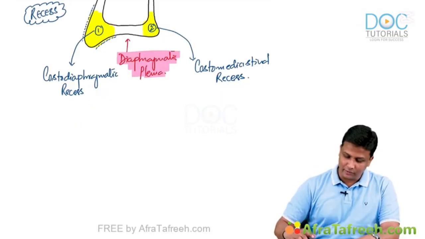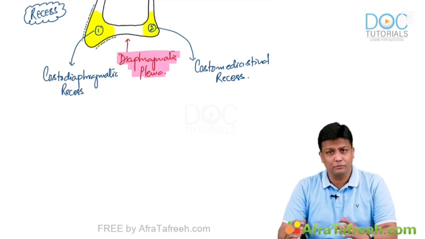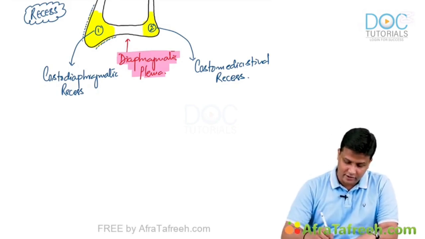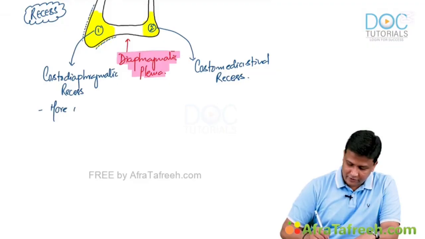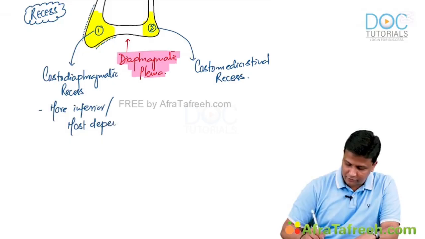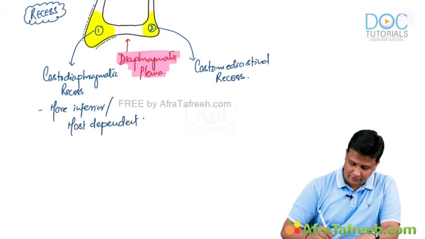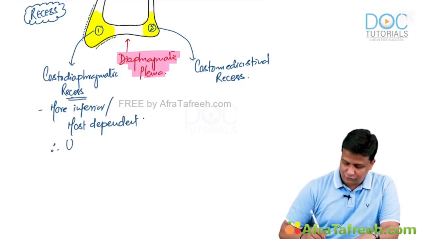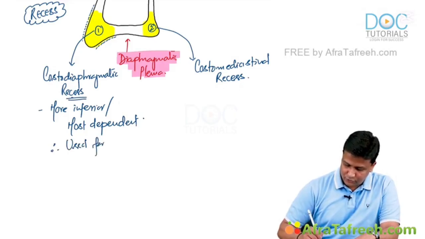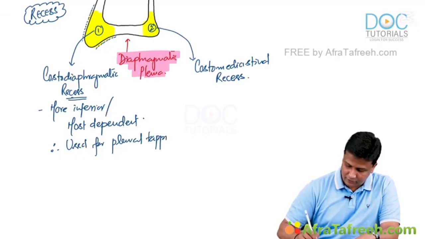So you have to remember, out of these two recesses, the costomediastinal recess and the costodiaphragmatic recess, the more inferior one is the costodiaphragmatic recess. Or we can use one more word: it is the most dependent recess. Out of the two recesses, the most dependent one will be the costodiaphragmatic recess. Therefore that is used for pleural tapping.